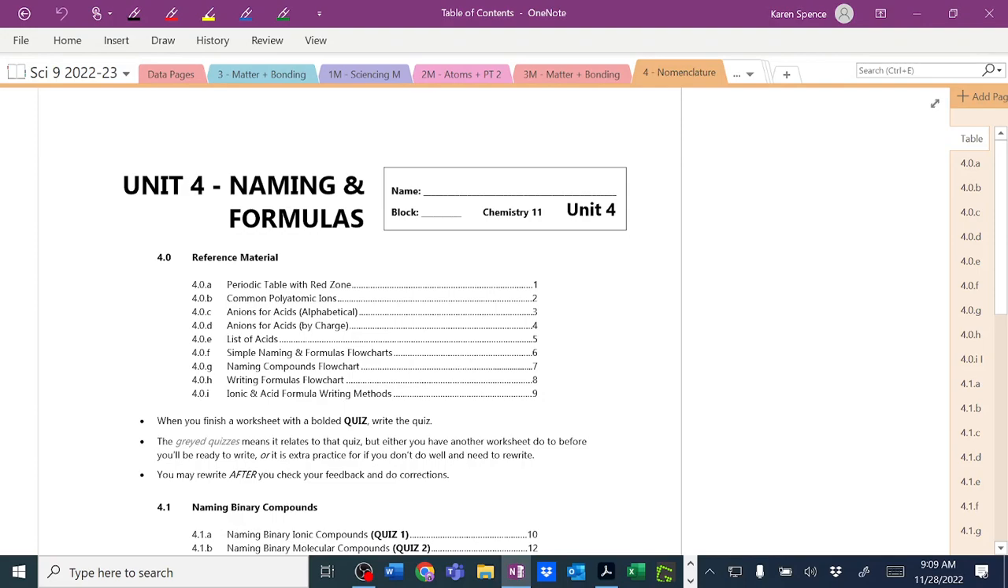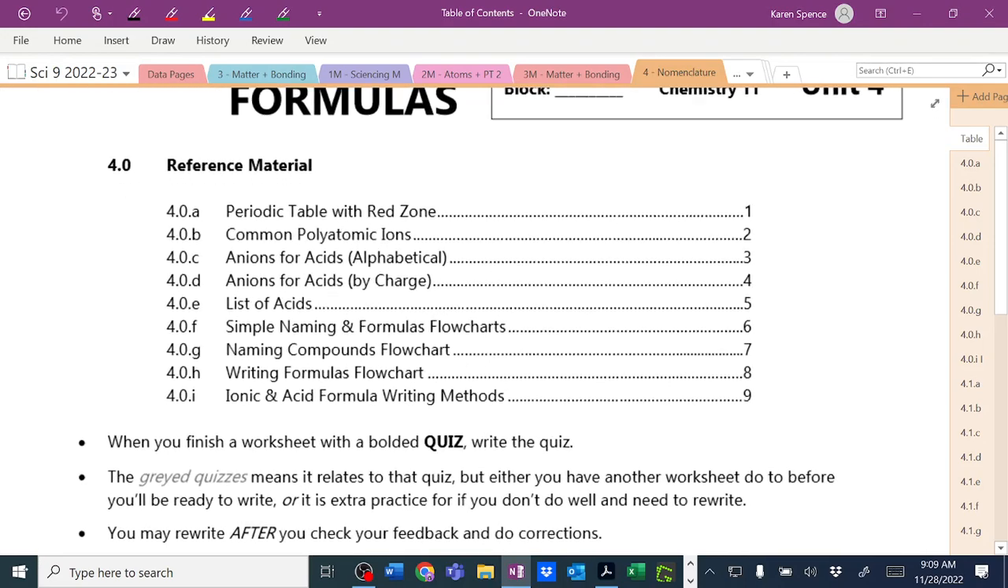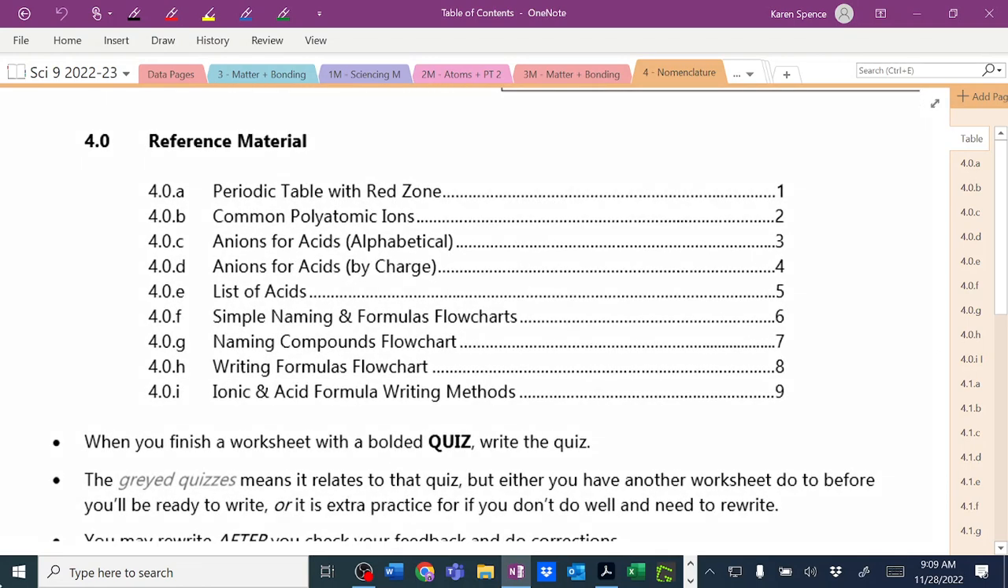So the first thing you're going to see is on your cover page, there's a lot of reference material. So everyone make sure you have your green book out and we're looking at our cover page. You need one, yes.